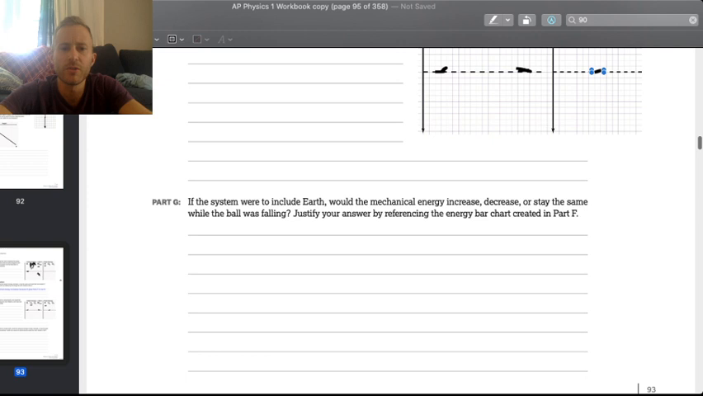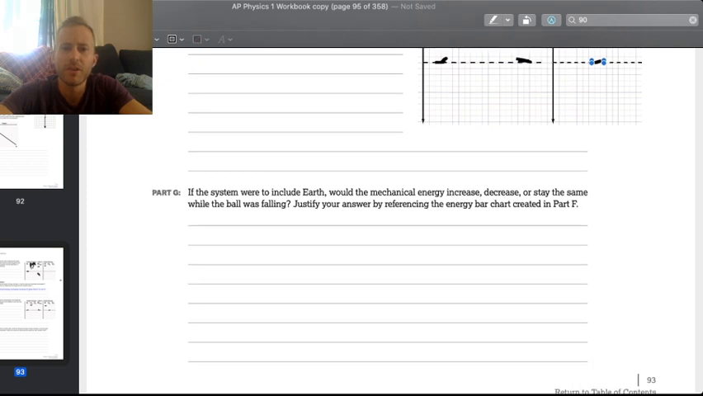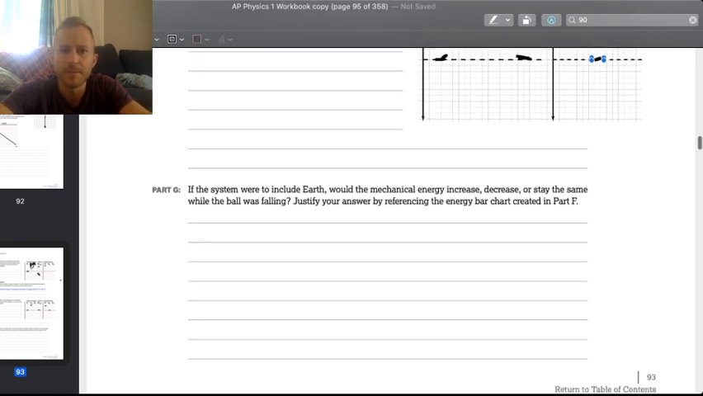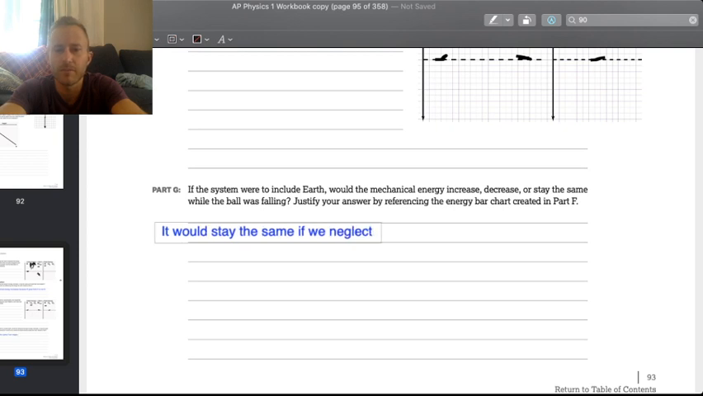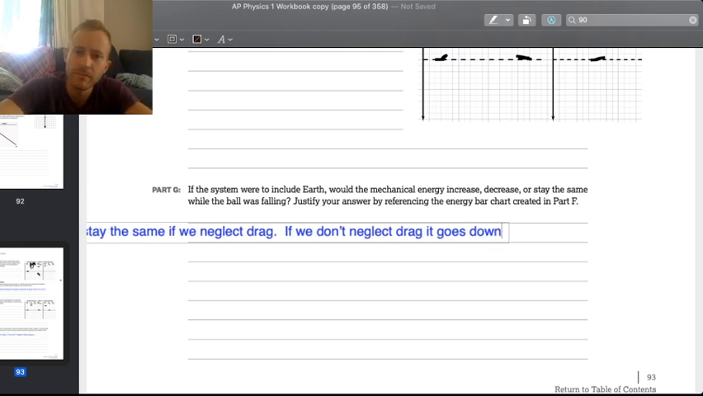If the system were to include Earth, would the mechanical energy increase, decrease, or stay the same while the ball is falling? It would stay the same if we neglect friction, if we neglect drag force. If we don't neglect drag, it goes down.